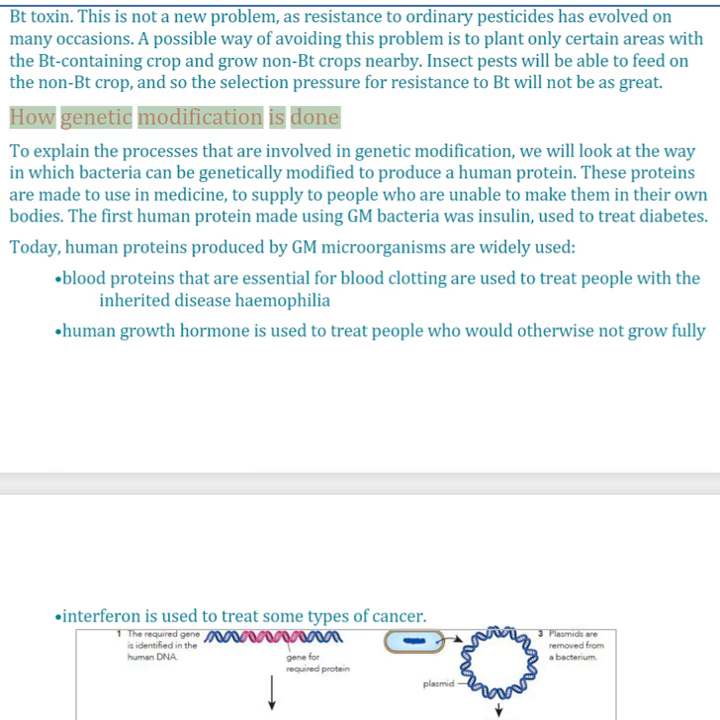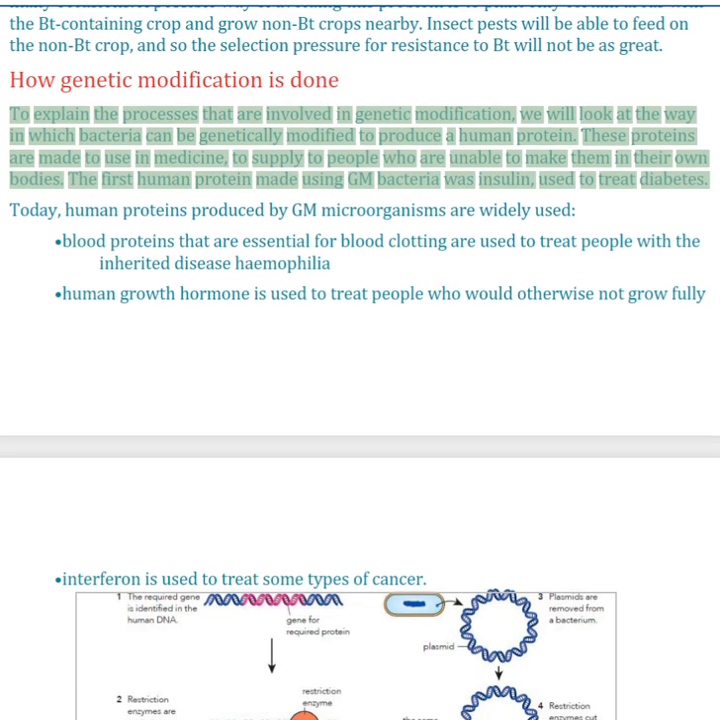How genetic modification is done. To explain the processes that are involved in genetic modification, we will look at the way in which bacteria can be genetically modified to produce a human protein. These proteins are made to use in medicine to supply to people who are unable to make them in their own bodies. The first human protein made using GM bacteria was insulin, used to treat diabetes.